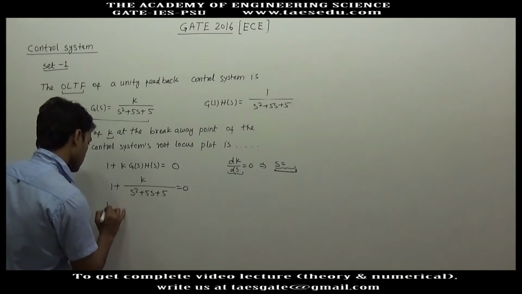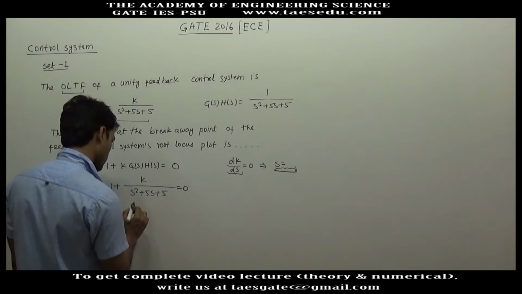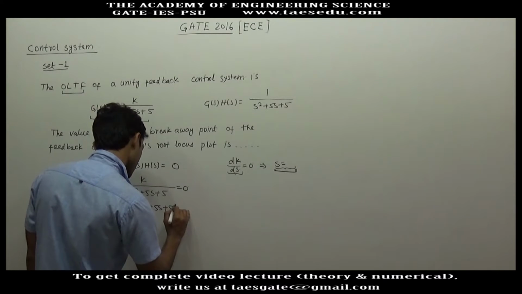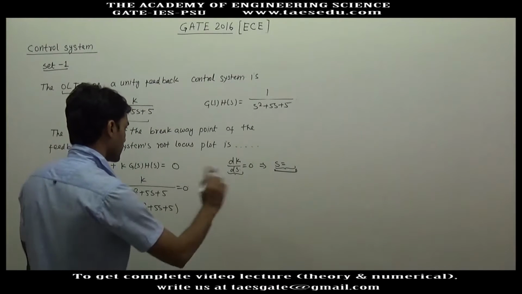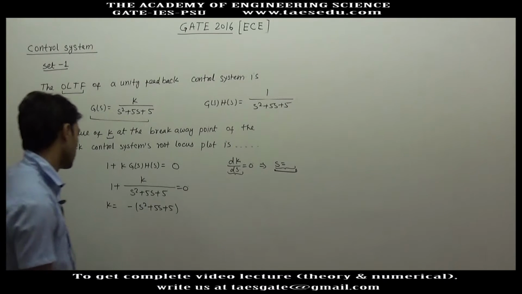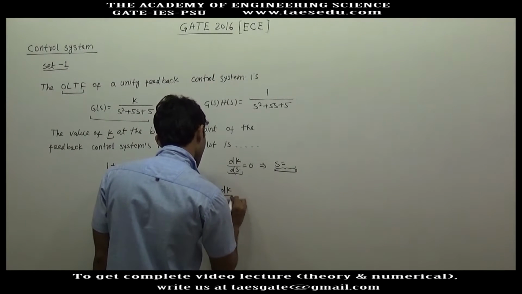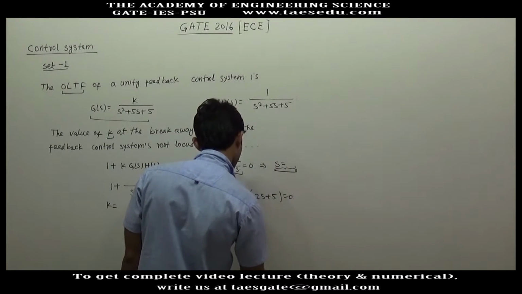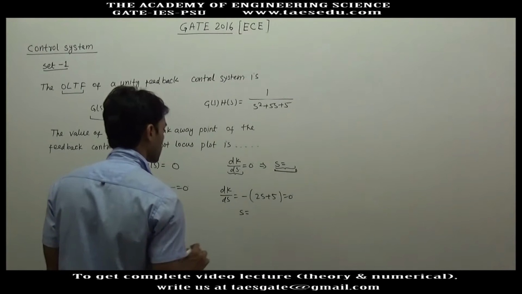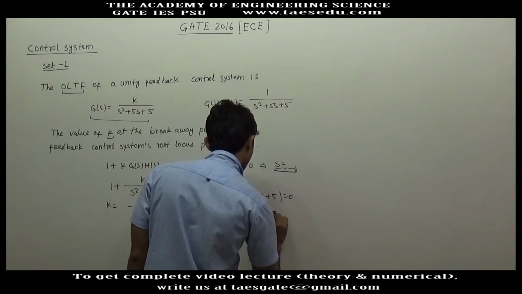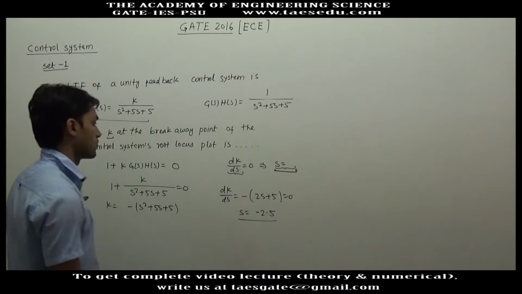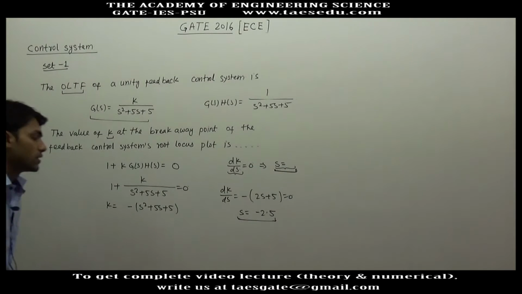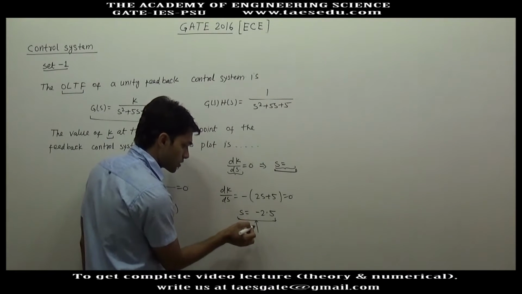So K will be equal to minus of s square plus 5s plus 5. When you do dK by ds, you will have dK by ds equal to minus of 2s plus 5 equal to 0. So s will be minus 2.5. So we are getting only one value. Now we will check whether this point lies on the root locus or not.